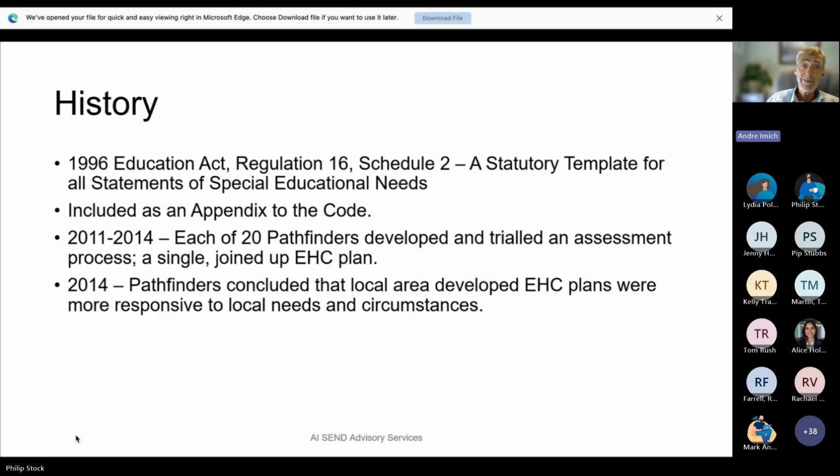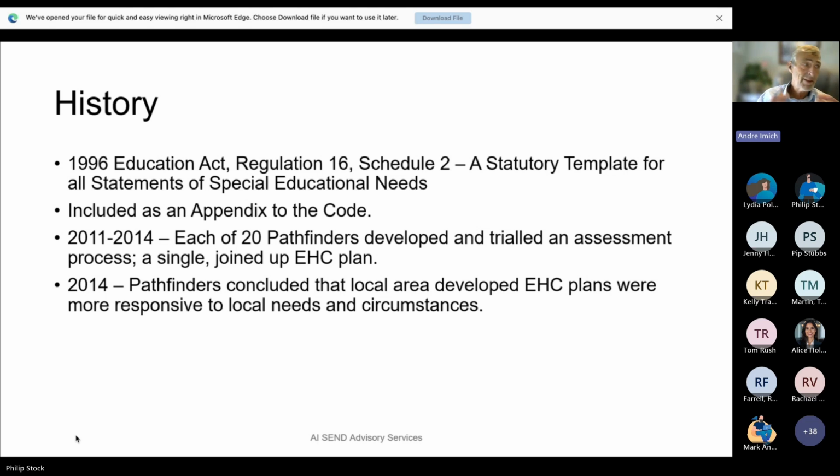You cannot add bits to it and so on, which was actually disappointing, we felt, because Every Child Matters was meant to be a multi-agency approach, and we felt that the statutory document ought to be robust enough to change, but we couldn't. So again, that was a limitation, but it did mean that all statements had the same headings in the same format. In the run-up to the 2014 Children and Families Act, of course, many of you will remember, we had pathfinders, and each of the 20 pathfinders at the time was asked to trial new ways of writing statutory documents.